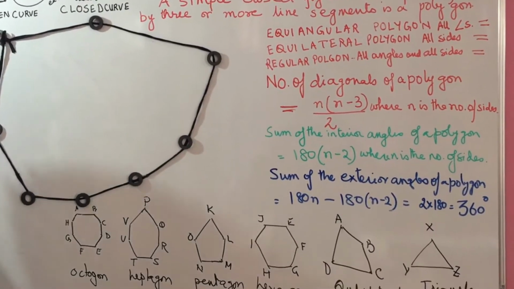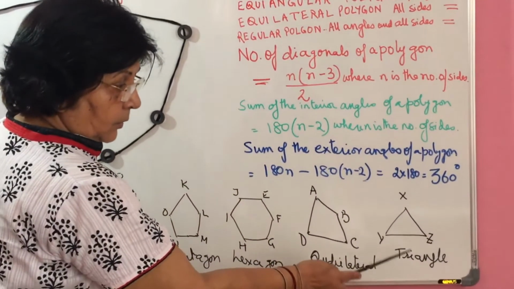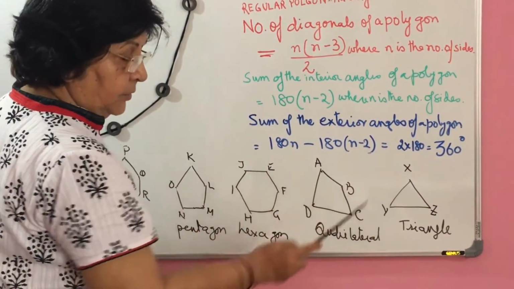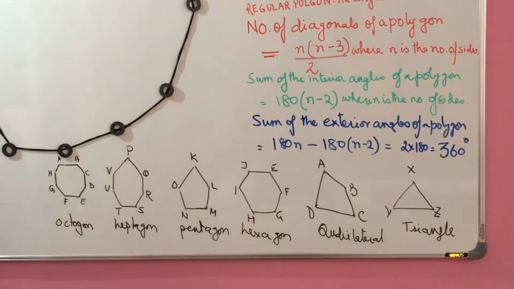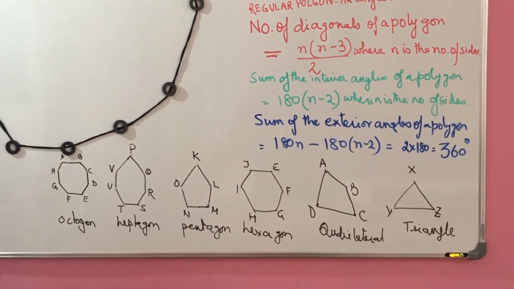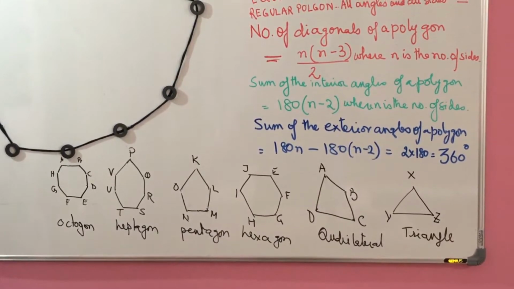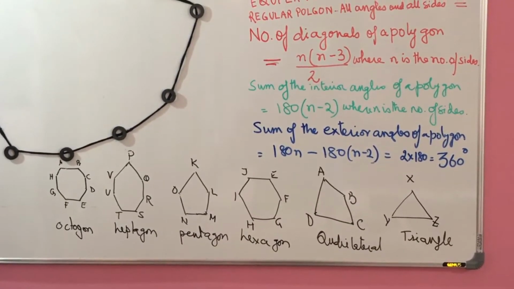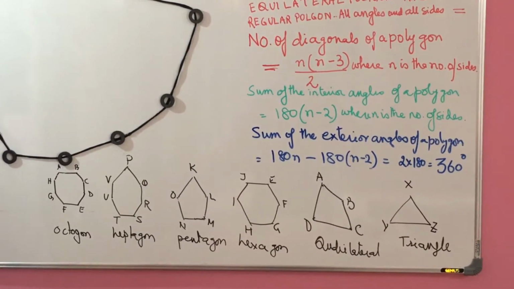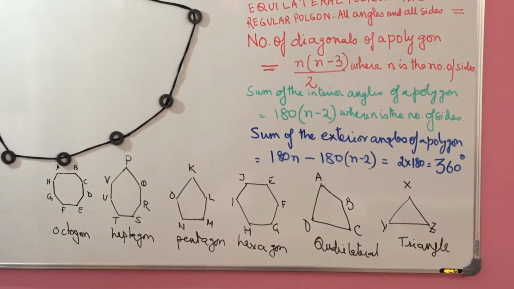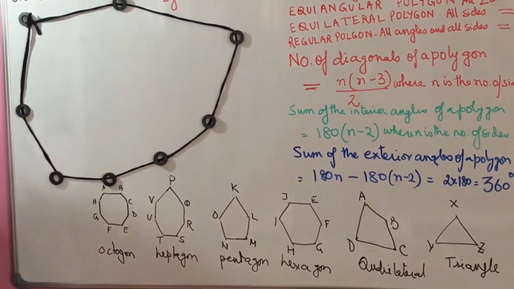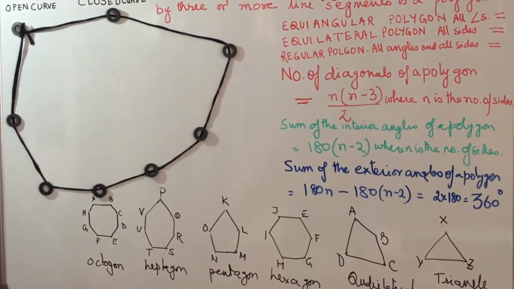Now, a triangle is a polygon with 3 sides. It has 3 sides, 3 vertices, 3 angles. We can also have figures like a 4-sided polygon, which is called a quadrilateral. Pentagon is 5-sided, hexagon is 6-sided, heptagon is 7-sided and octagon is 8-sided polygon.